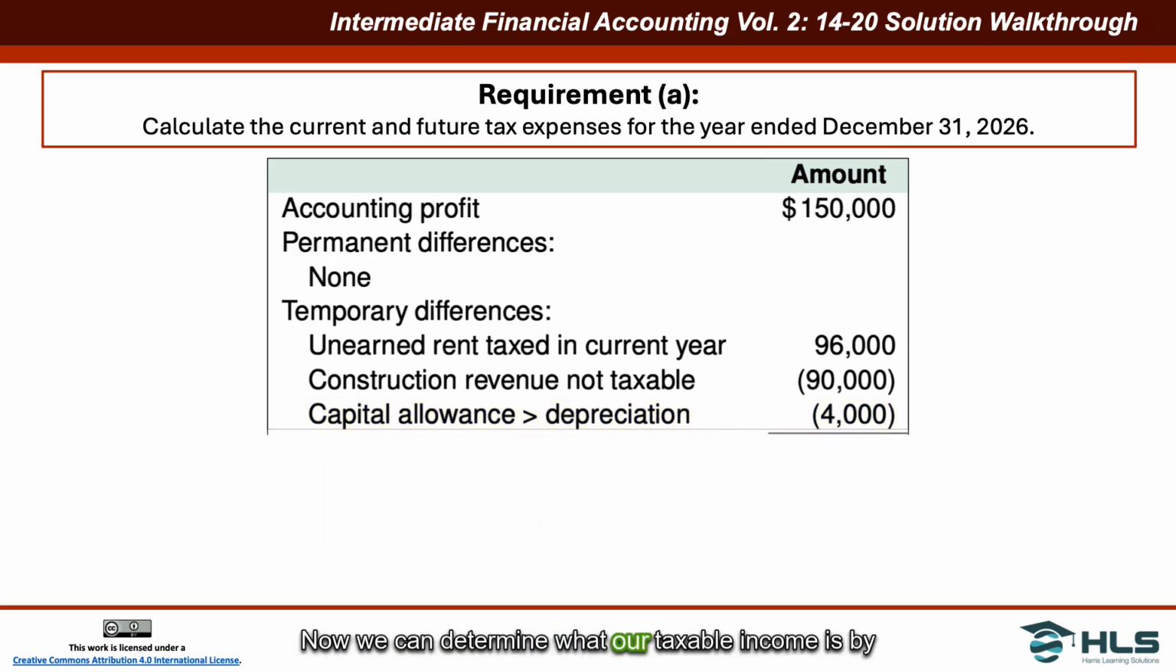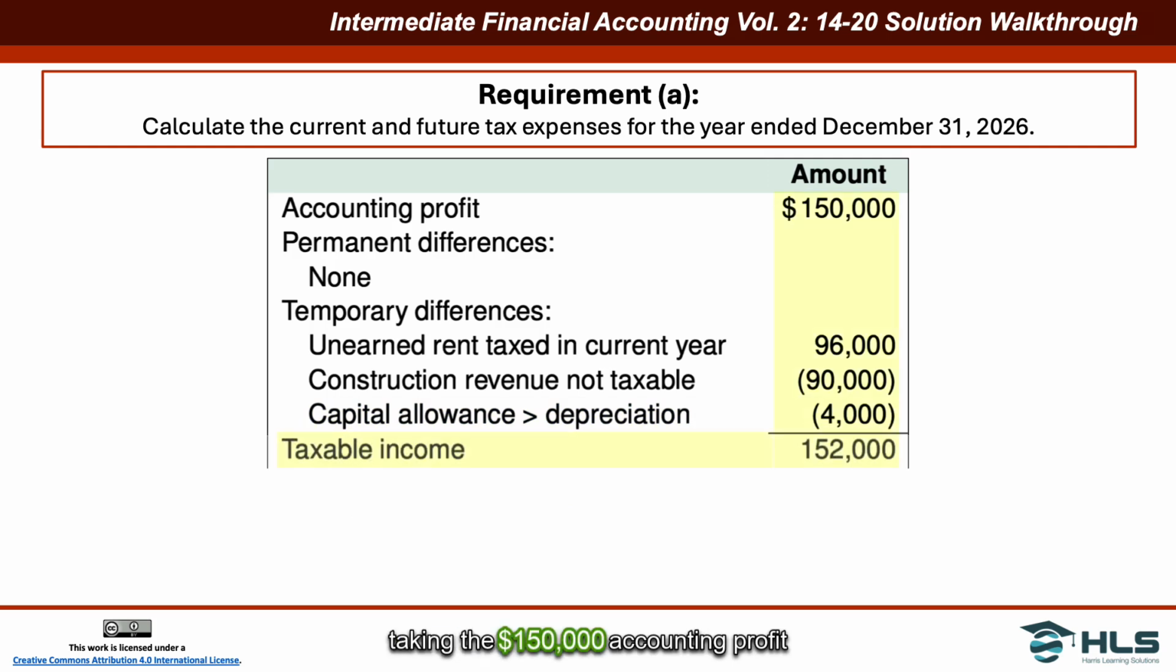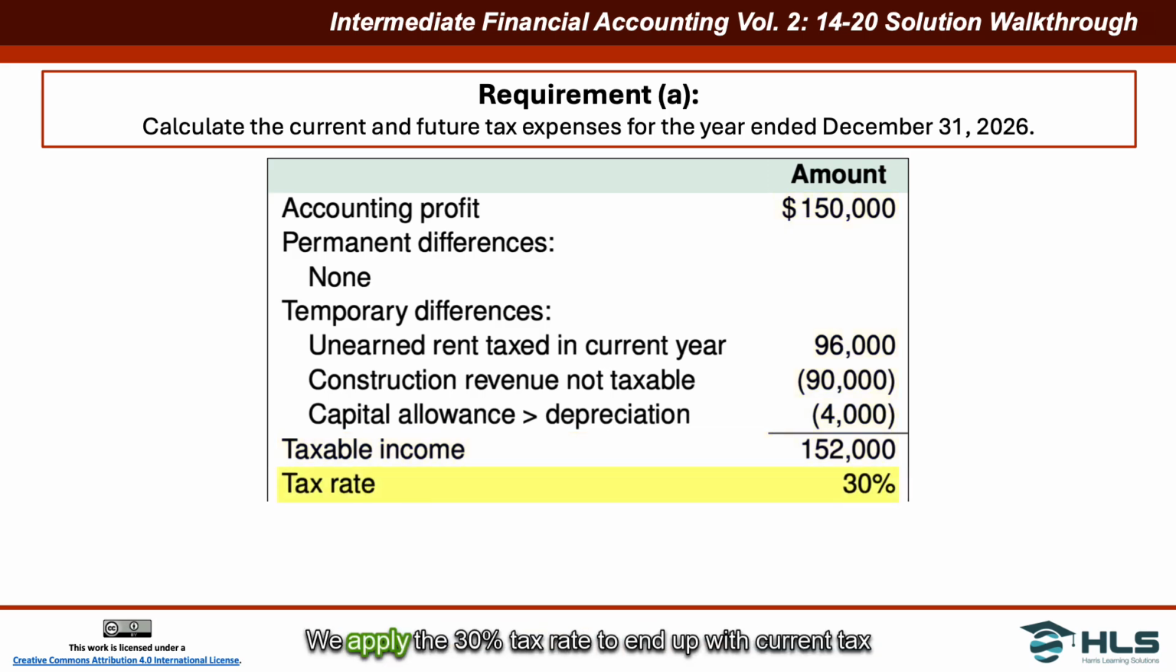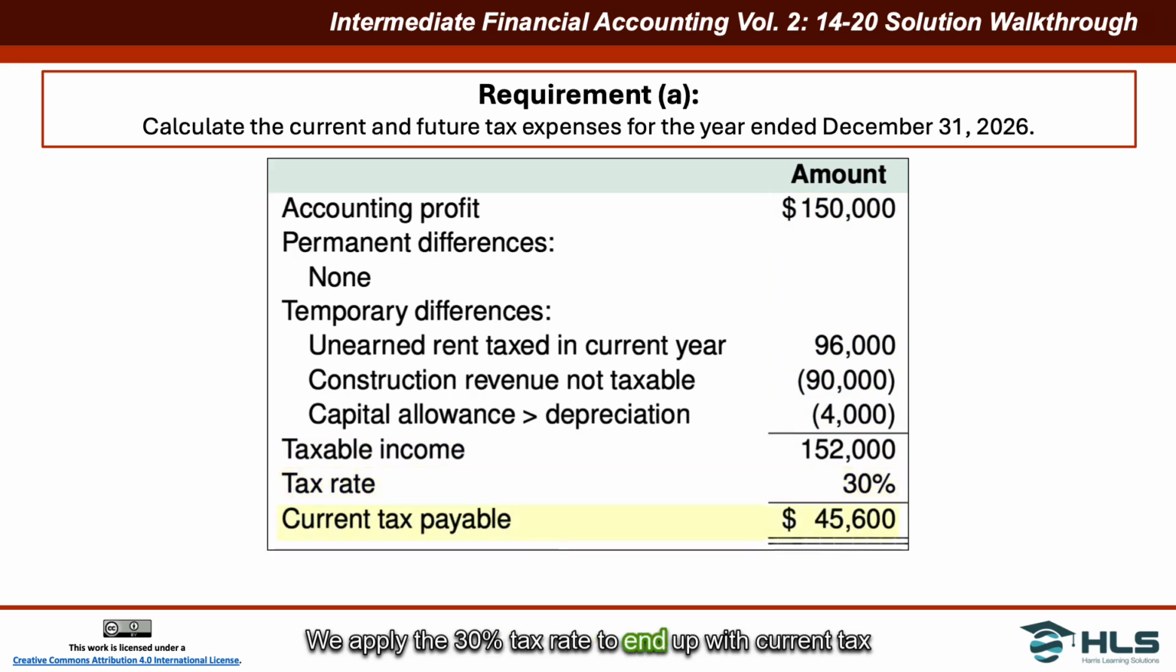Now we can determine what our taxable income is by taking the $150,000 accounting profit and adding or subtracting the temporary differences to arrive at taxable income of $152,000. We apply the 30% tax rate to end up with current tax payable of $45,600.